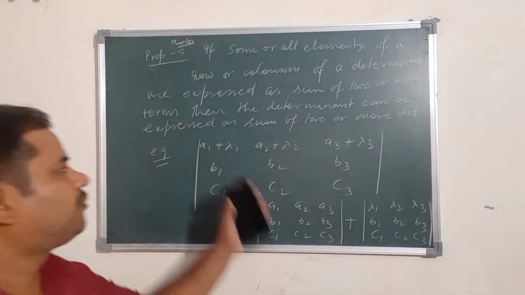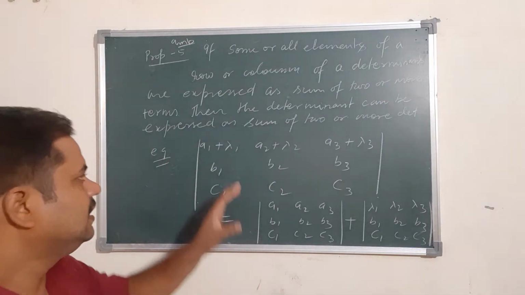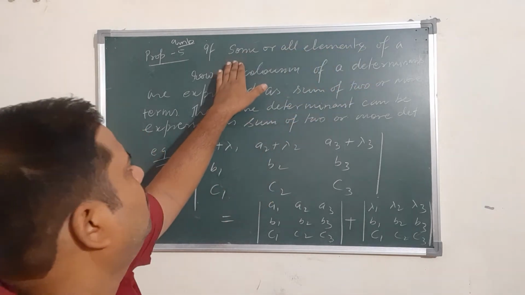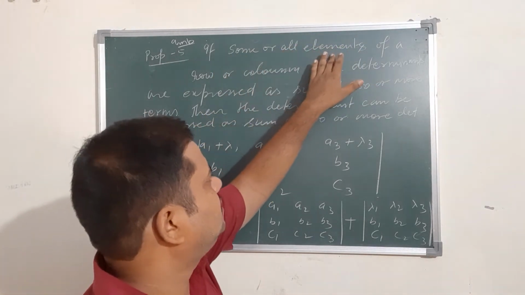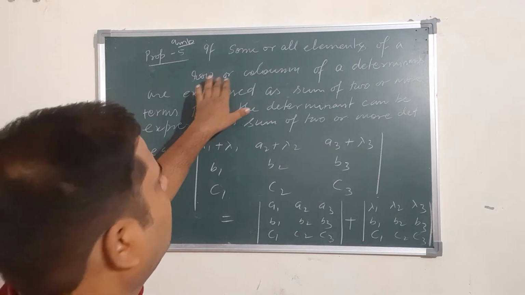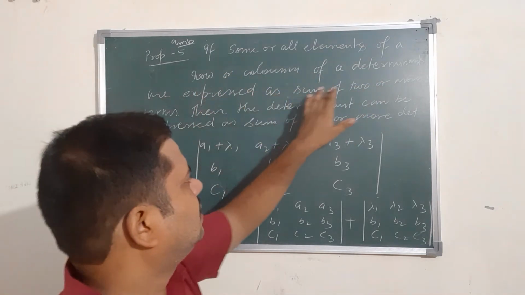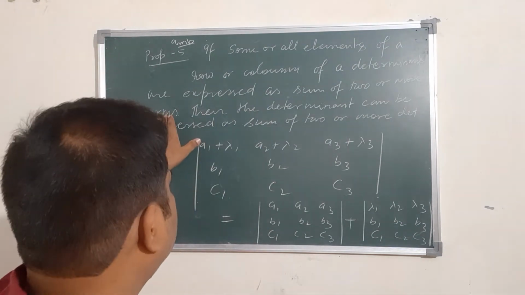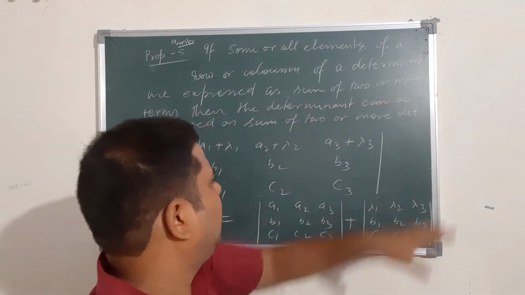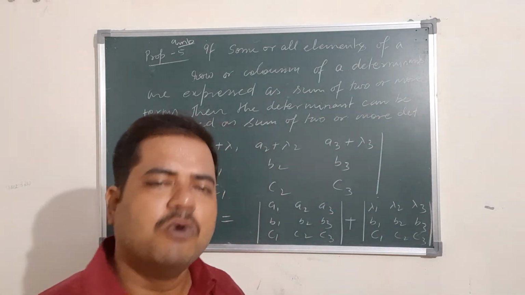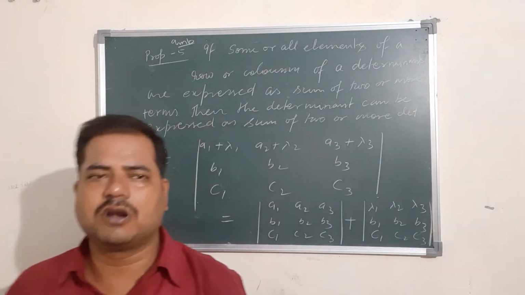This is the property. That means if some or all elements of a row or column of a determinant are expressed as the sum of two or more terms, then the determinant can be expressed as the sum of two or more determinants. So this is a very important property.